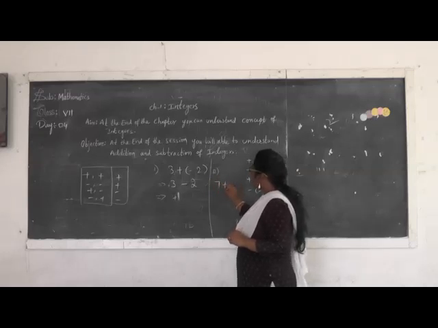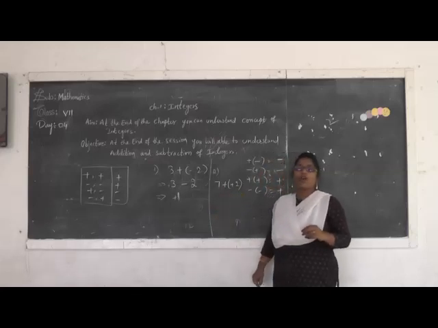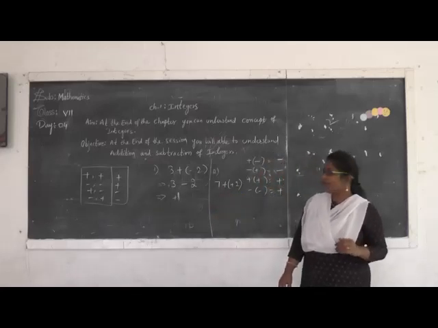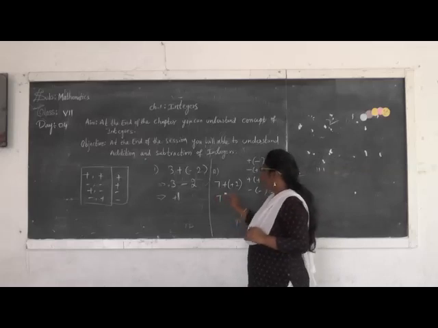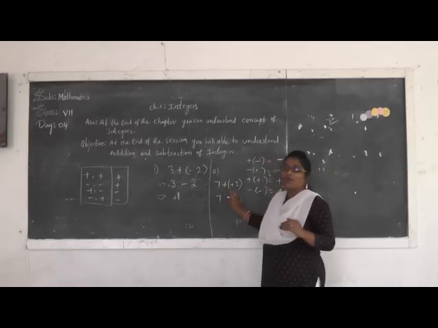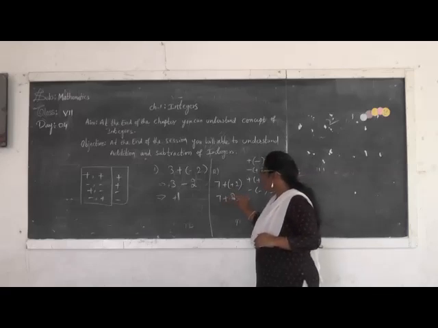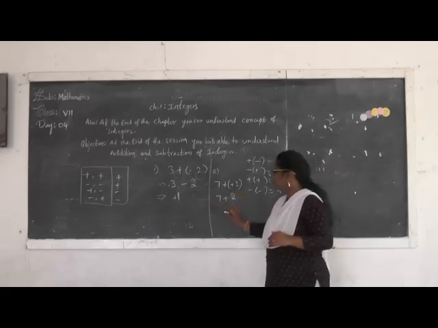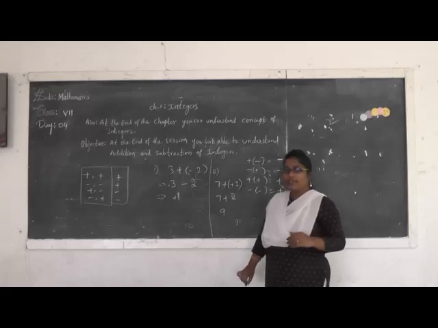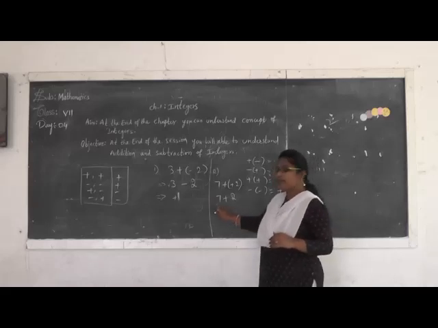7 plus of plus 2. Let me take 7 plus of plus 2. So what we have to do now? Both are having the same symbols. So when we remove the bracket, what do we have to write? Plus itself. 7 plus 2. 7 plus 2, what is the result? 9.